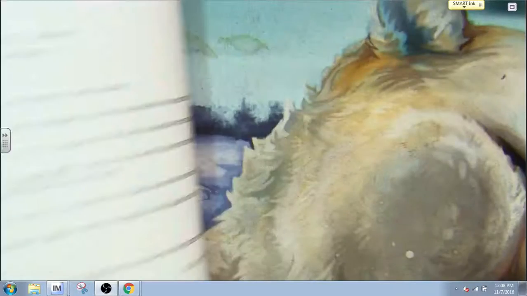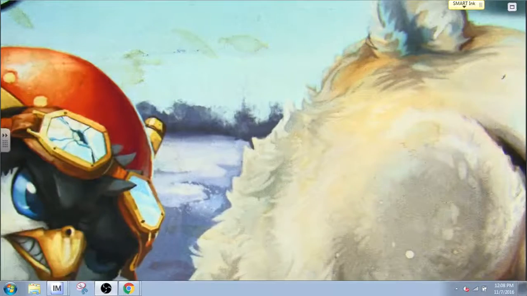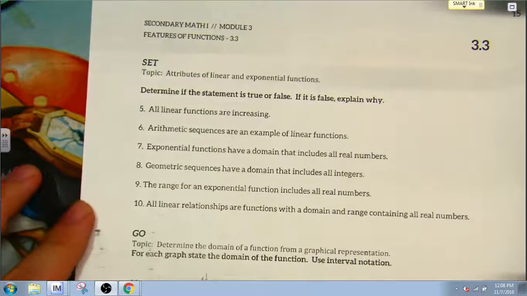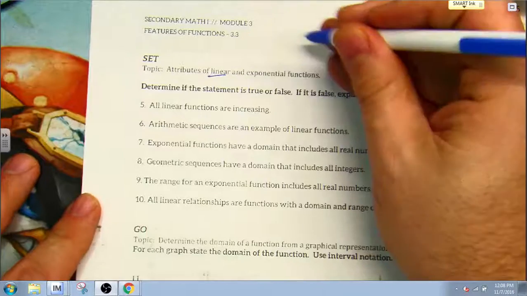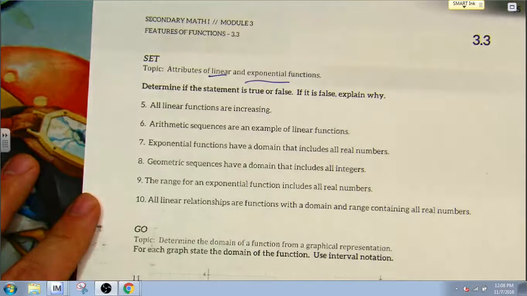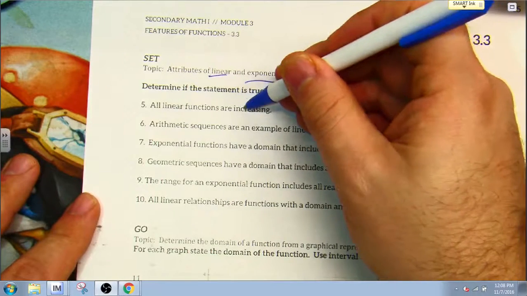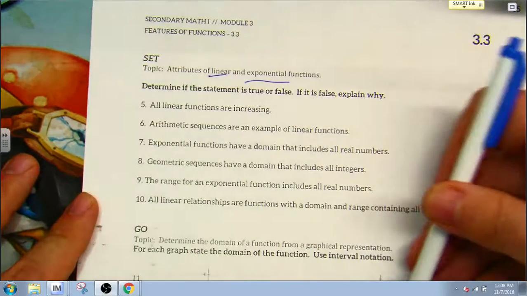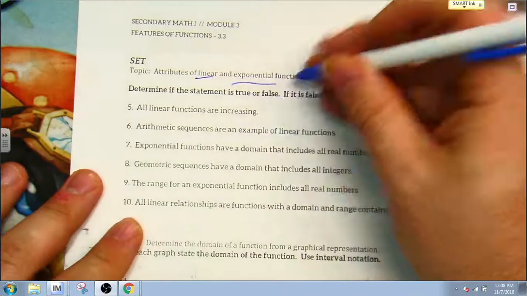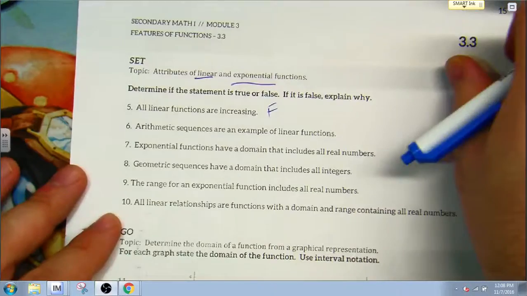Next, it wants us to determine if these are true or false when we're talking about attributes of linear and exponential functions. Not too bad. All linear functions are increasing. No. Look, here's a linear function and it's decreasing. So this would be false. And so you just kind of go through and answer those questions.